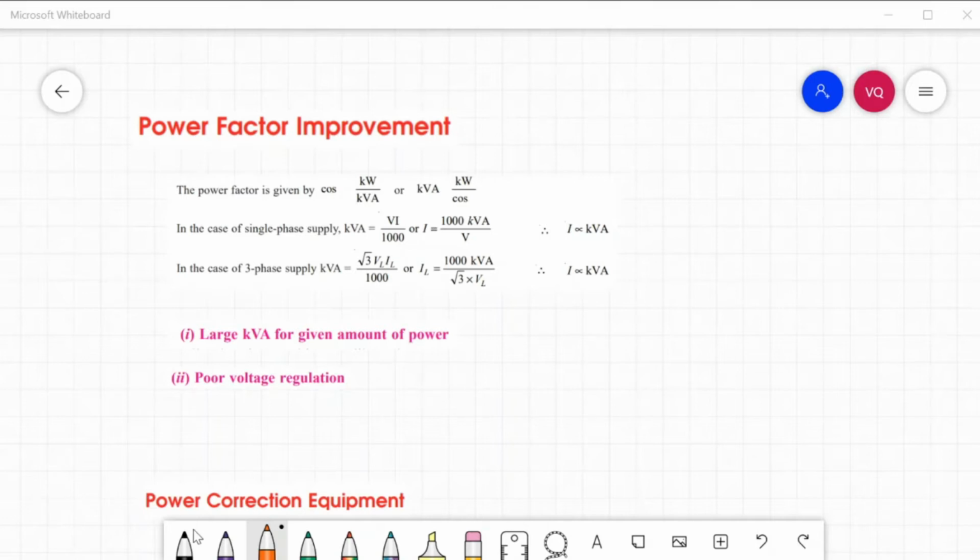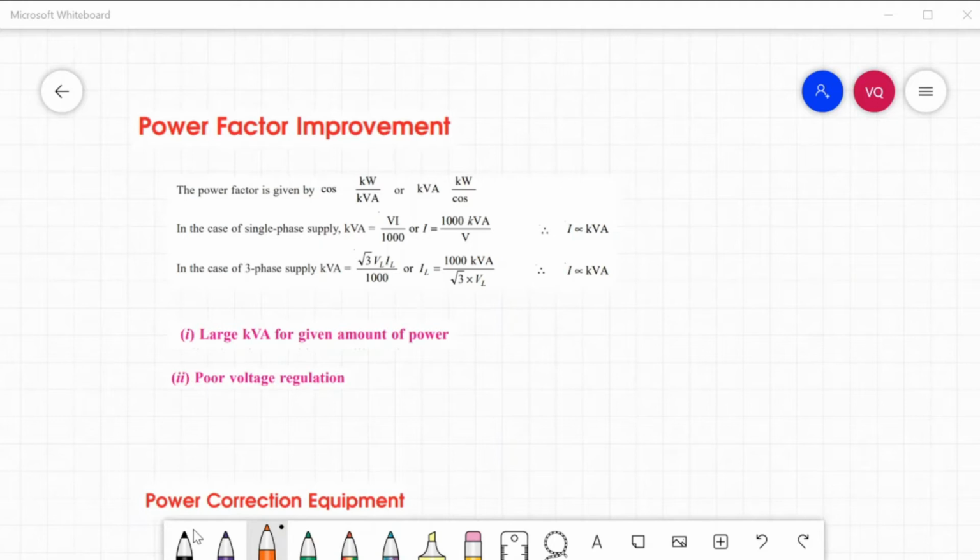From our given formulas, the power factor is given by cosine theta, that is equal to kilowatt divided by kVA, or the kVA equals kilowatt divided by the cosine theta, or the power factor. In the case of a single phase supply, kVA is equal to VI, or the voltage multiplied by the current divided by 1000, or I is equal to 1000 multiplied by kVA divided by the voltage. Therefore, we can see in the formula that the current is directly proportional to our apparent power, which is the kVA.